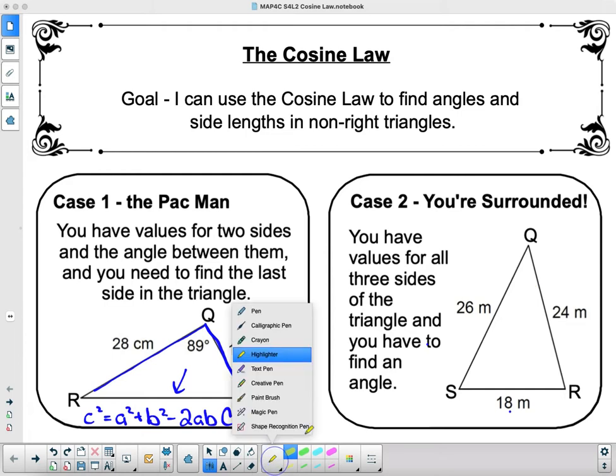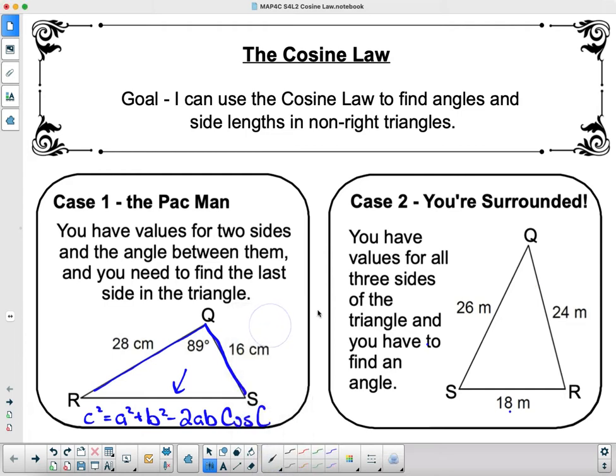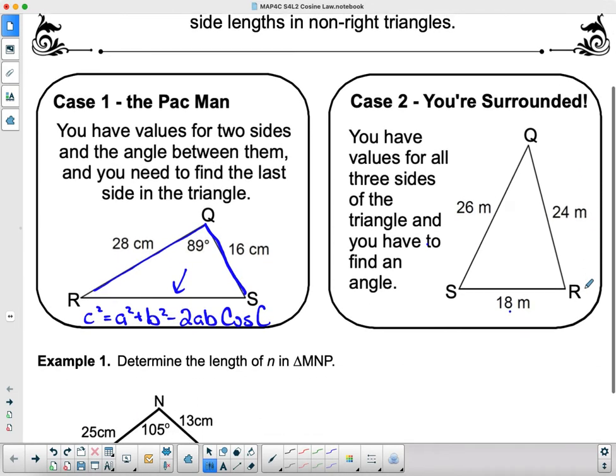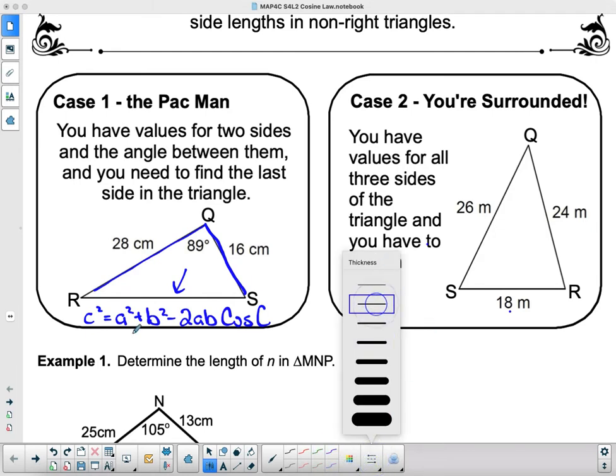The other one is you're surrounded, and I call it you're surrounded because you have all three sides. So we've surrounded the triangle with known information, but we don't have any angles at all. And so we're going to use cosine law to find the angle in this situation, and we need a different formula. Well, technically it's actually not a different formula, it's just a rearranged version of this one.